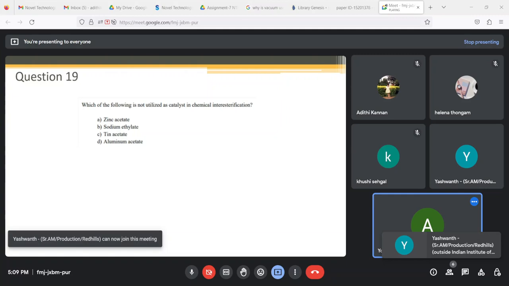So there are two methods, chemical and enzymatic, that we discussed before. In chemical interesterification, you need a chemical compound as a catalyst. So among these four, which of those are not utilized as a catalyst?